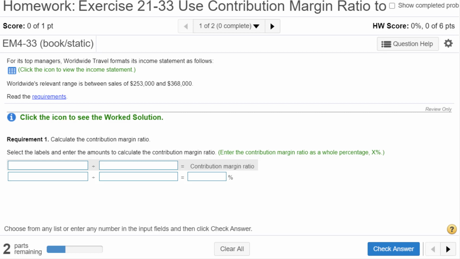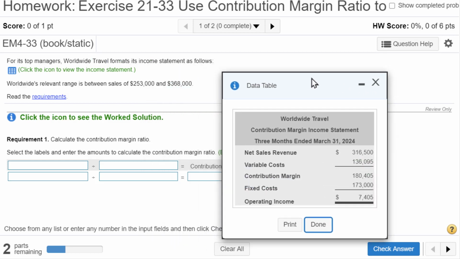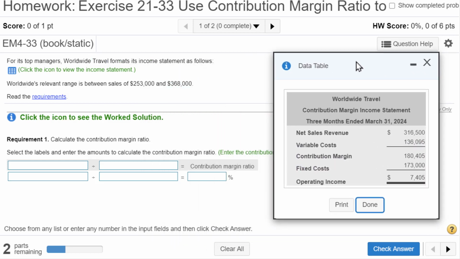Exercise 21-33. We're going to use the contribution margin ratio to predict operating income at different levels of sales. So for its top managers, Worldwide Travel formats its income statement as follows. Notice this is not the normal format for an income statement. This is an internal document, and it's called a contribution margin income statement.